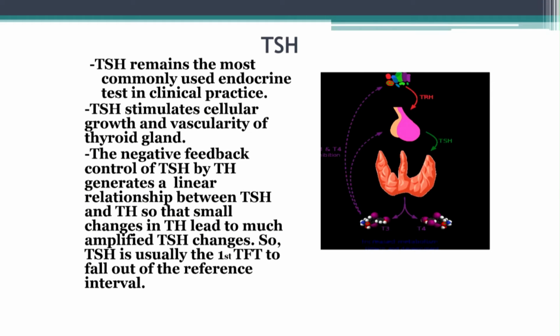Thyroid-stimulating hormone. Thyroid-stimulating hormone remains the most commonly used endocrine test in clinical practice. It stimulates cellular growth and vascularity of the thyroid gland. The negative feedback control of thyroid-stimulating hormone by thyroid hormone generates a log-linear relationship between them. So, a small change in thyroid hormone leads to a much amplified thyroid-stimulating hormone change. So, thyroid-stimulating hormone is usually the first thyroid function test to fall out of the reference interval.